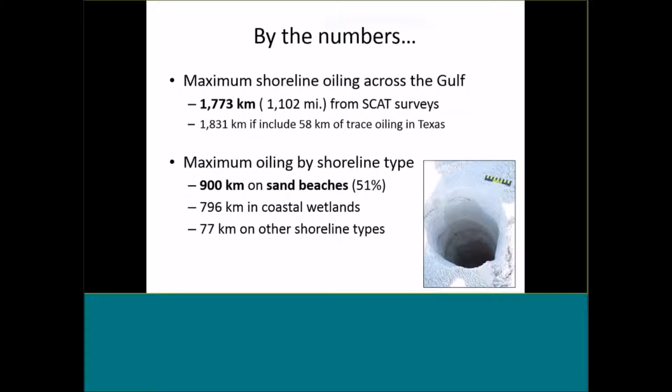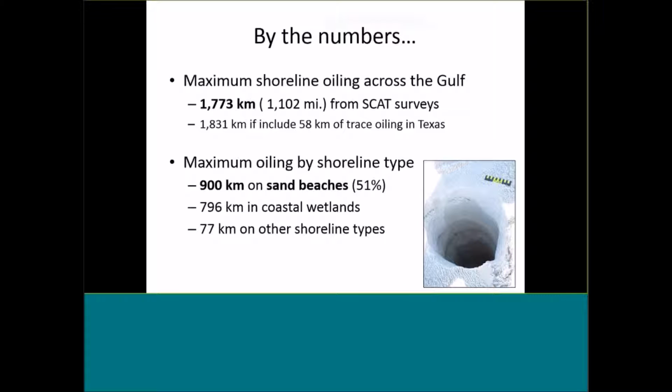So, maximum shoreline oiling across the Gulf. Remember what maximum was: the worst case oiling observed along every segment of beach or shoreline that was surveyed. So 1,773 kilometers, over 1,100 miles, just based on SCAT surveys Gulf-wide. SCAT did not operate in Texas during the spill. The State of Texas did document some trace oiling in their area, about 58 kilometers.